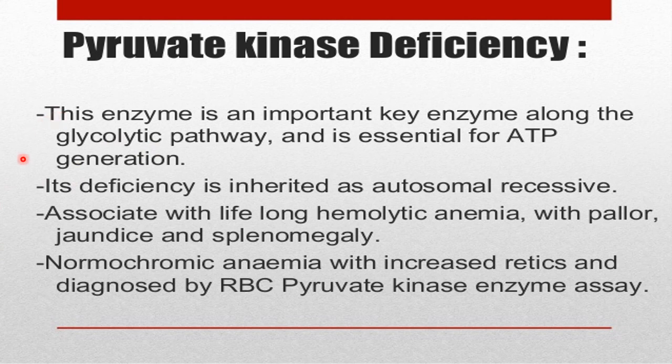Now pyruvate kinase deficiency. This enzyme is an important key enzyme along the glycolytic pathway and is essential for ATP generation. Its deficiency is inherited as autosomal recessive. It is associated with lifelong hemolytic anemia with pallor, jaundice and splenomegaly in the patient. The blood picture shows normochromic anemia with increased retics, and it is diagnosed by RBC pyruvate kinase enzyme assay.